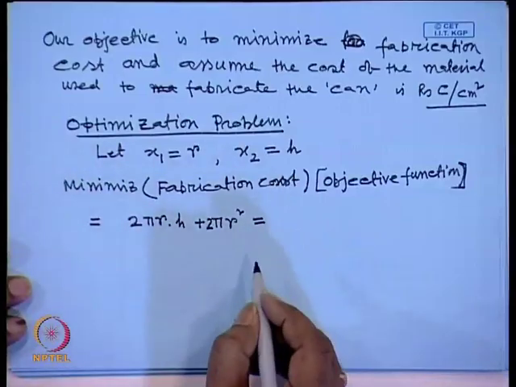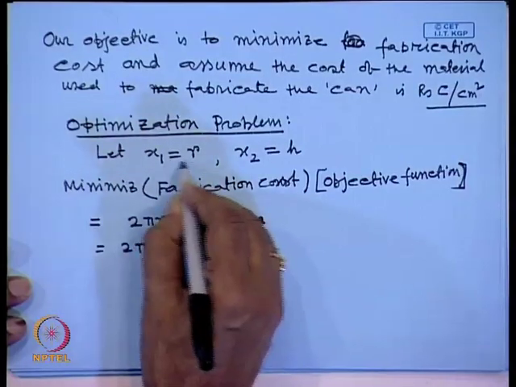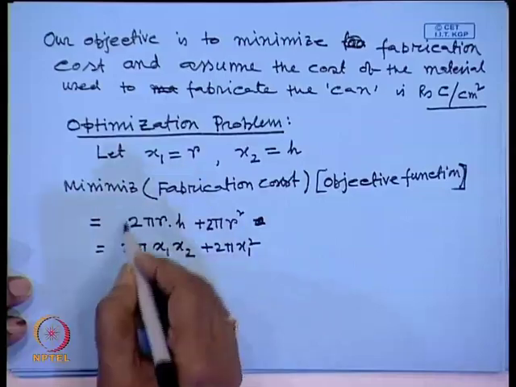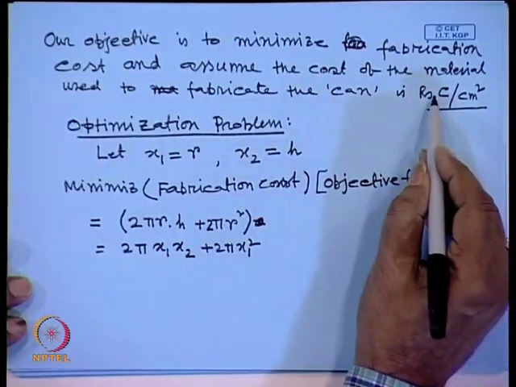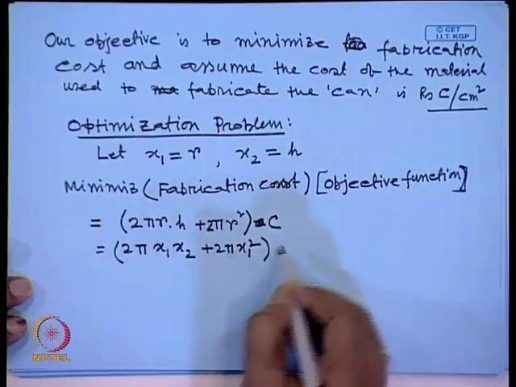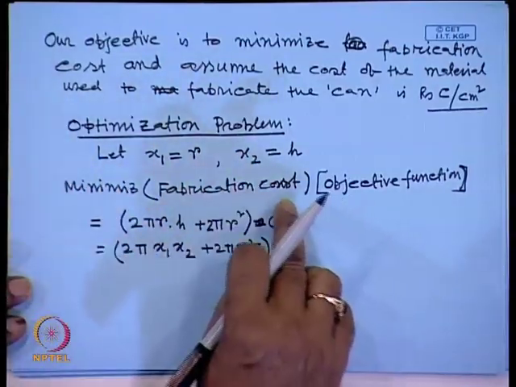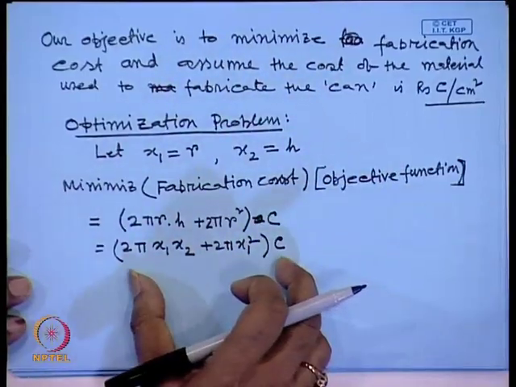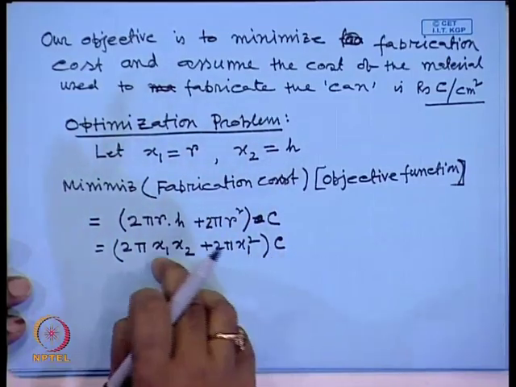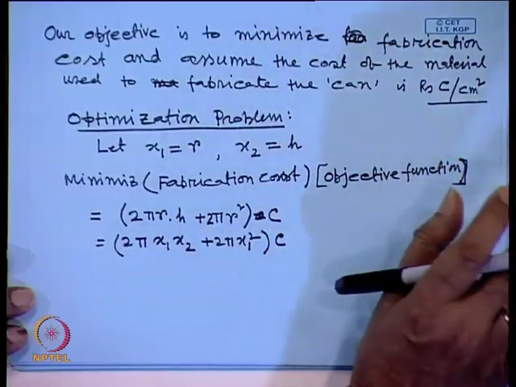Using the variables I have defined, r is x 1 and h is x 2, so we have 2 pi x 1 x 2 plus 2 pi x 1 square. You see, this is in centimeter square. We know the cost is rupees C per centimeter square, so you have to multiply it by C. Agree? So, our problem is to minimize this manufacturing cost of the can, expressed by this expression, which is a nonlinear function of x 1 and x 2, radius and height. And C, the cost of the material, is fixed per centimeter square.